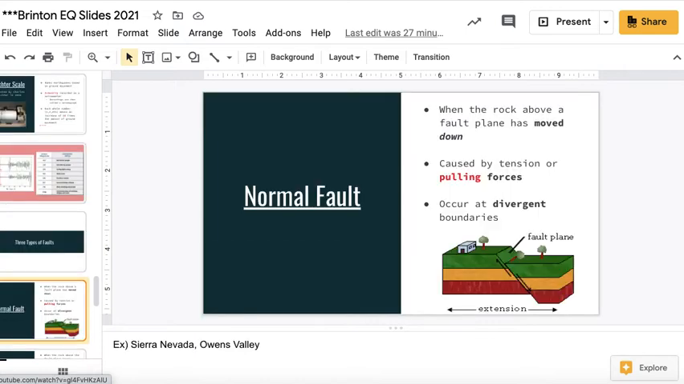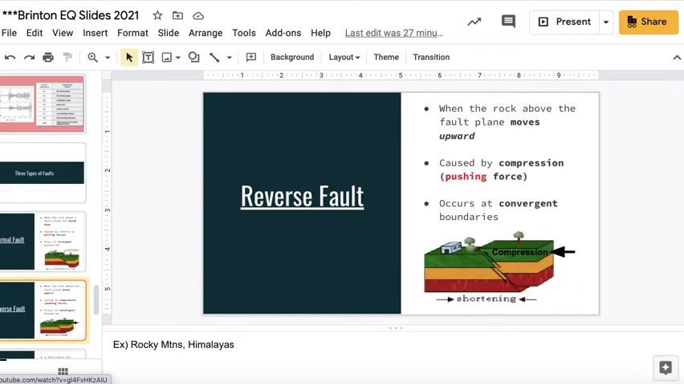A normal fault, when the rock above the fault has moved down. It's caused by tension or pulling forces, and they occur at divergent boundaries. You don't need to worry about that, just fill in the red at this point. We're going to talk more about faults when we get into plate tectonics.